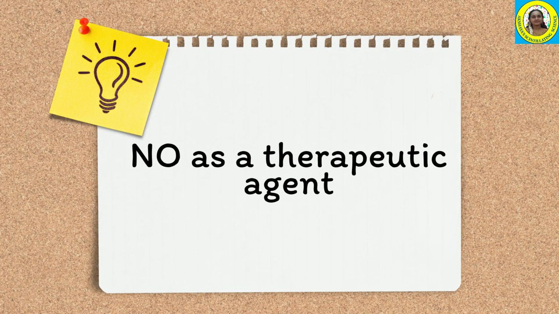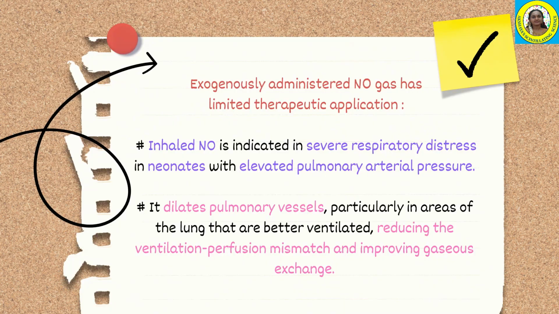Now let us discuss few features of nitric oxide as a therapeutic agent. Inhaled nitric oxide is indicated or it is required to be administered in severe respiratory distress in case of neonates with elevated pulmonary arterial pressure.